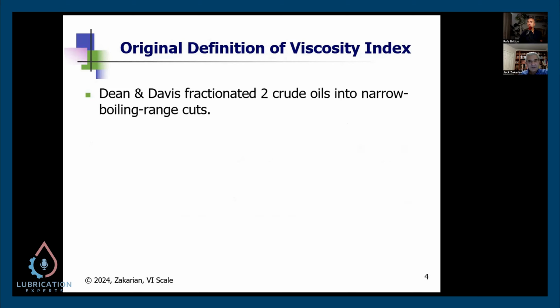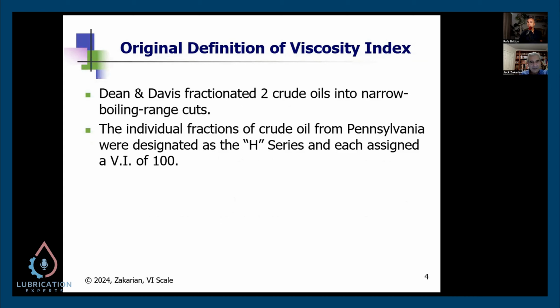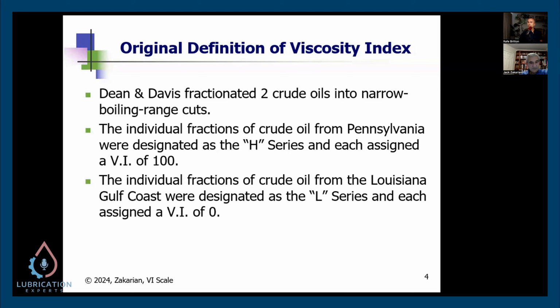And so the original definition, Dean and Davis took two different crude oils for the high and the low series, and they distilled it into what we call the narrow boiling range cuts. So you had very light cuts all the way up to very heavy. And each cut from a Pennsylvania crude was designated as the H series, which was high VI, and that was just assigned a VI of 100.